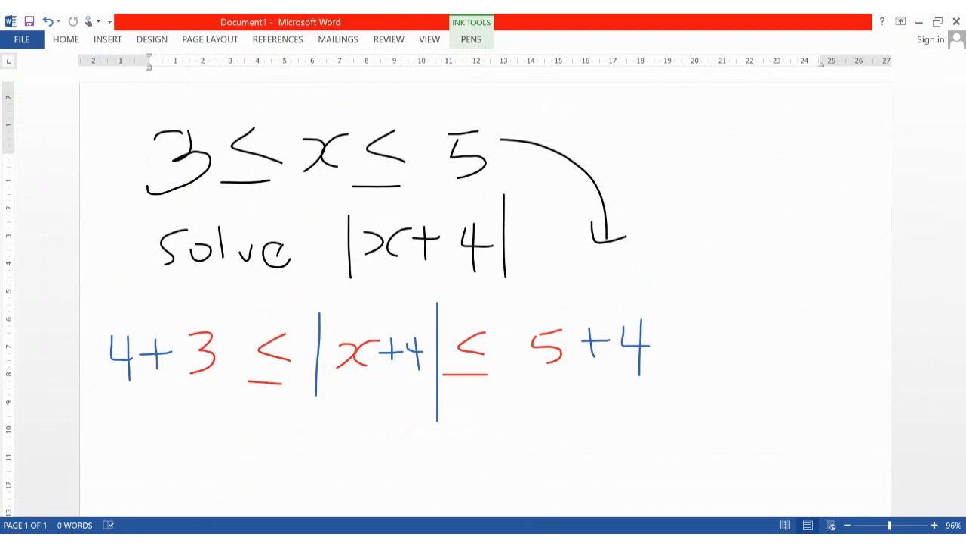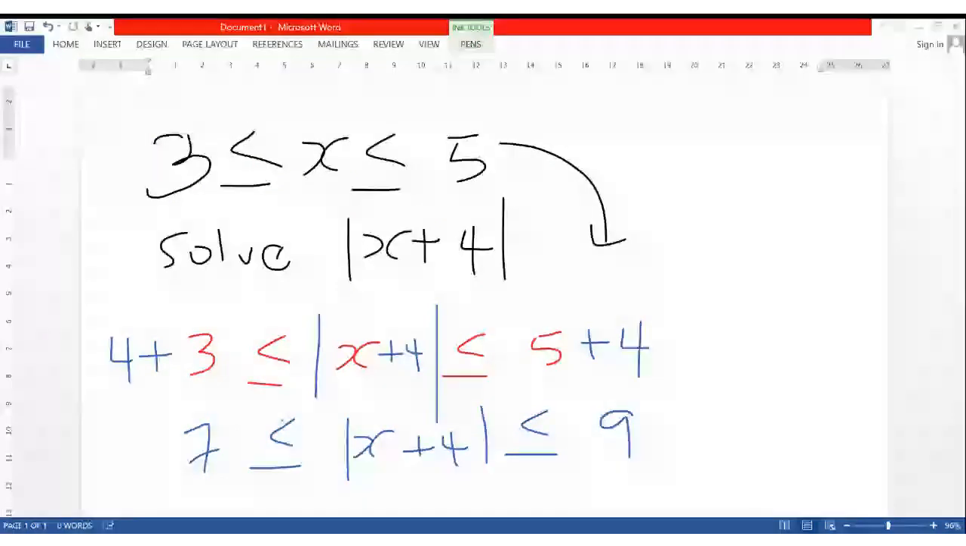So we'll end up with 7 is less than or equal to magnitude of x plus 4, which is less than or equal to what? That is 9. And I'm comfortable with that. So it is easier that you just add this one on the right and on the left, and you will be okay.